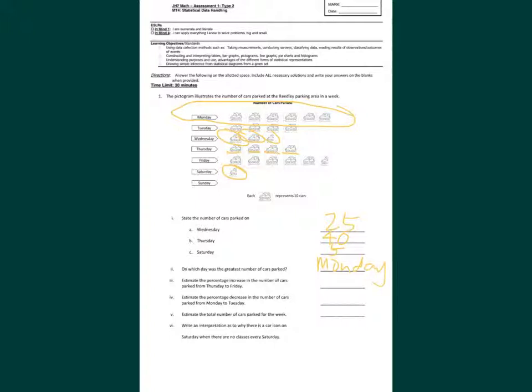Number 3, estimate the percentage increase in the number of cars parked from Thursday to Friday. To answer this question, we need to understand the meaning of percentage increase. The percentage increase is basically the amount of increase divided by the original value. Since we are using the data for Thursday and Friday, we need to know how many cars parked on Thursday.